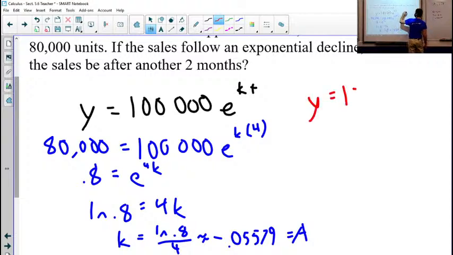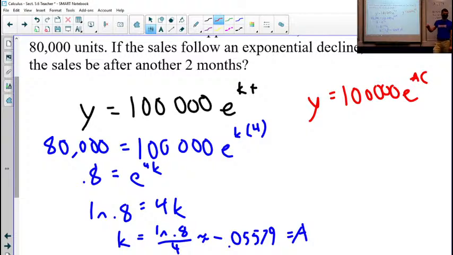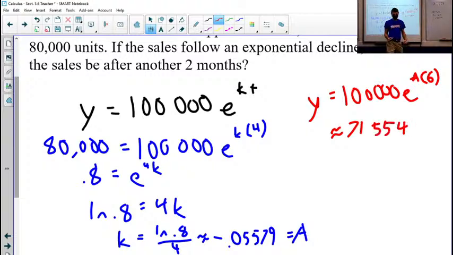So Y equals 100,000 times E to the A times, not 2, because it's another 2 months on top of that, so 6. So E to this big decimal times 6, and that's how we get our 71,554. What are our units? Our units are units.